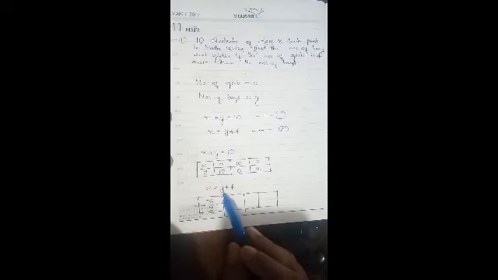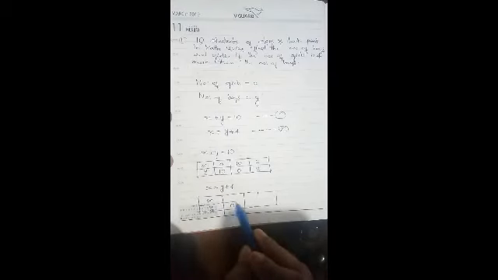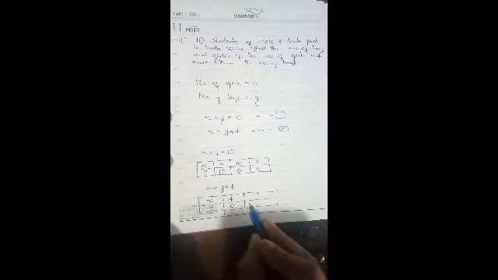So we can start with giving values for y. If y equal to 0, what is the value of x? x is equal to 0 plus 4, that is equal to 4. If y equal to 2, what is the value of x? 2 plus 4, 6. If y equal to 4, 4 plus 4, 8. So these are some points for the equations. Now we are going to draw the graph.